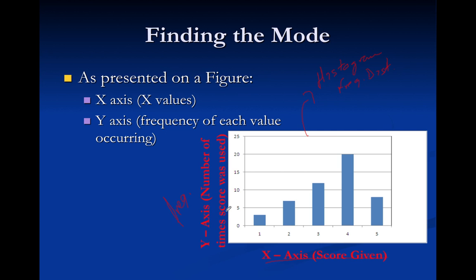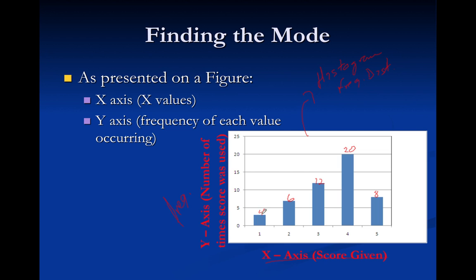This is my y-axis, so the number of times the score was actually used. So in other words, the 1 was used about 4 times. 2 was used about 6 times, 3 about 12 times, and these are my estimates, all right? 4 was used 20 times, 5 was used, we're going to say 8 times.